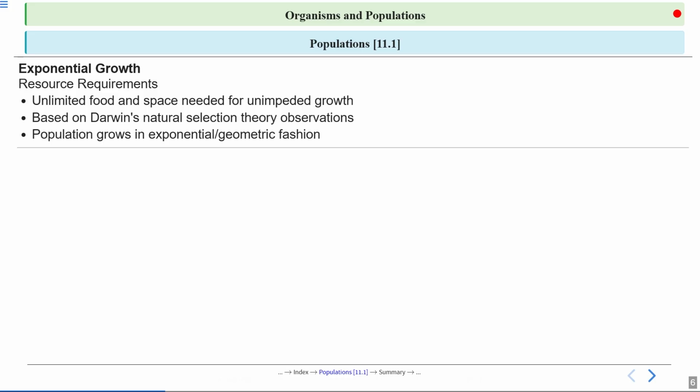Finally, let's look at how the population grows in an exponential or geometric fashion. This means that the population size increases at a constant rate per time period, leading to a rapid rise in the numbers. It's important to recognize how quickly populations can expand when conditions are favorable.